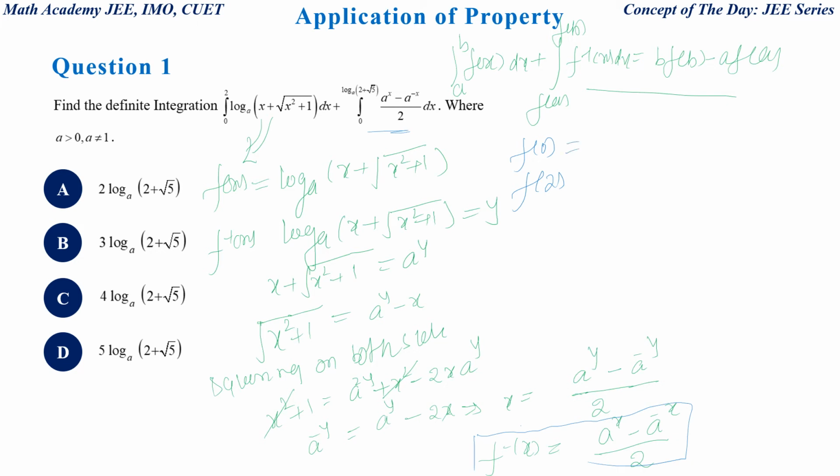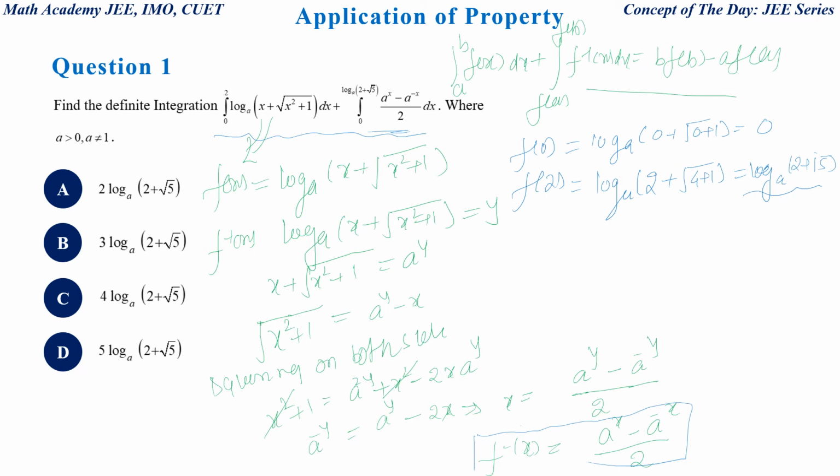Let's find the value of f of 0, that will be equal to log base a of 0 plus under root 0 plus 1, that will be equal to log 1, that will be equal to 0. The value of the function at x is equal to 2 will be log base a of 2 plus under root 4 plus 1. Then we can simplify this one, log base a of 2 plus under root 5. This is the original. Okay, so now we are in a position to set this whole integration in the form of this one.